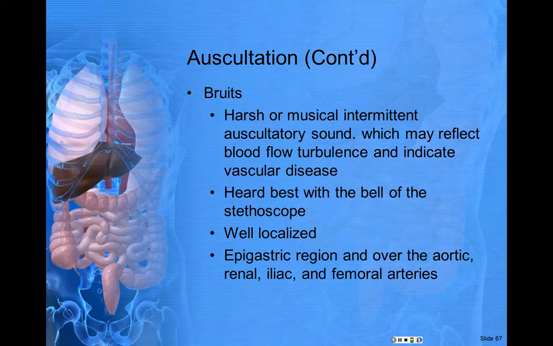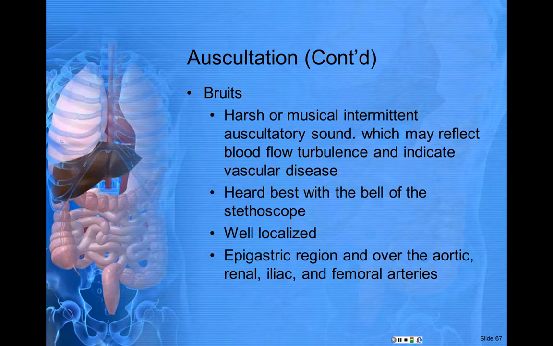Bruits can be harsh or musical. They reflect blood flow that's turbulent and indicate some sort of vascular disease. You can hear abdominal bruits as well as cardiac bruits. These abdominal bruits are heard best with the bell of the stethoscope, so part of your abdominal exam is to use both the diaphragm and the bell to hear these different sounds.